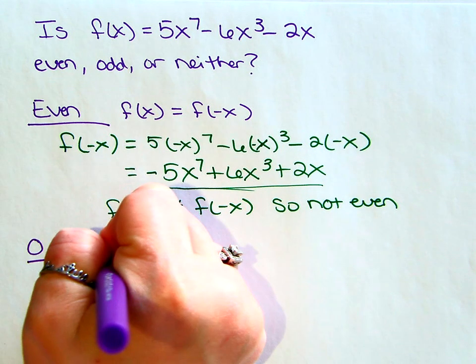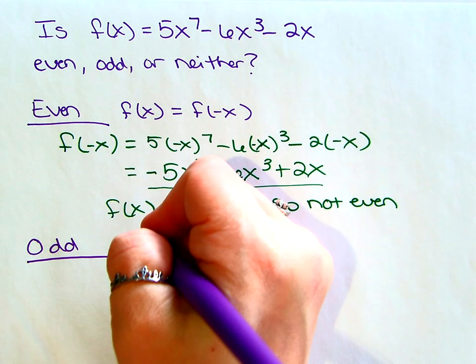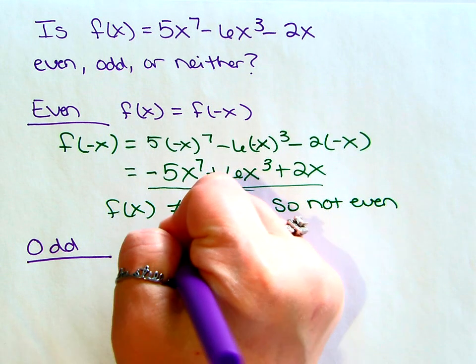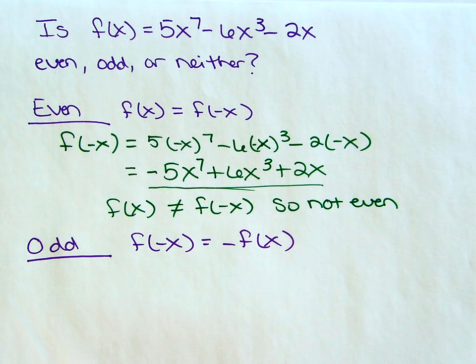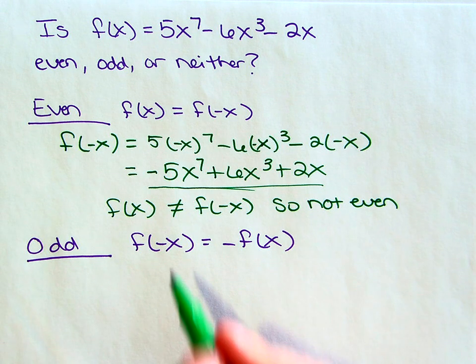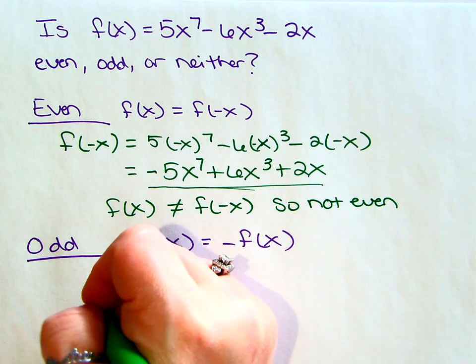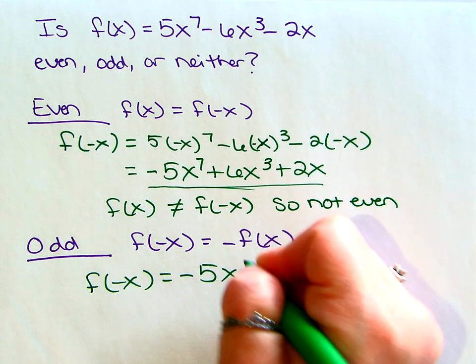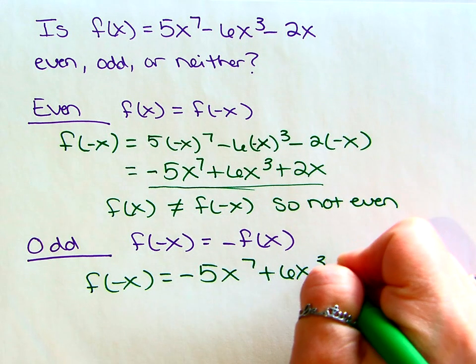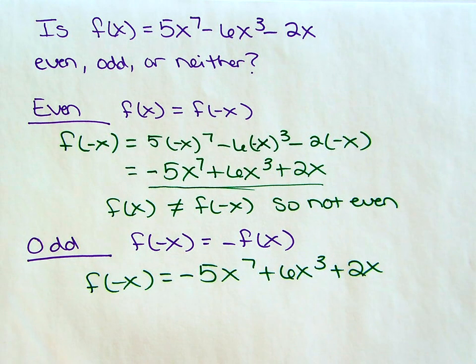That's where we have f of negative x equals negative f of x. Well, the nice thing is you just found what f of negative x is. That's what this ending was. So f of negative x equals negative 5x to the 7th plus 6x to the 3rd plus 2x. That's f of negative x.